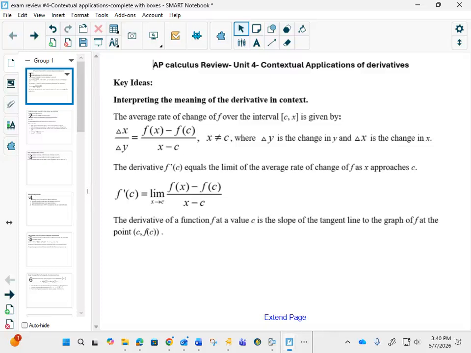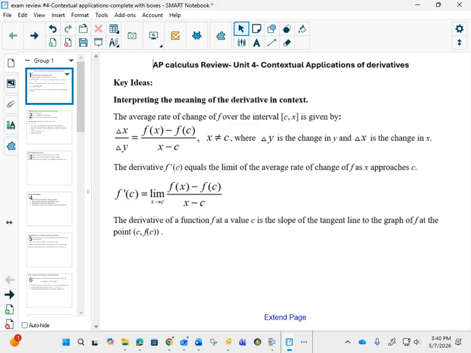So first is our contextual applications of derivatives. So what is a derivative in context? We have lots of stuff with average rate of change. So if you've got the function, you can find out how much your y changes, that's your rise, how much your run changes, that's your change in x. Your average rate of change comes up a fair bit.